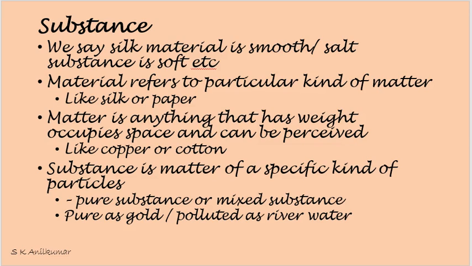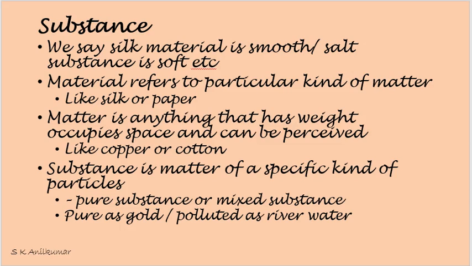We say silk material is smooth. We say salt as a substance is soft. But we cannot use the words material, matter, and substance interchangeably. Though they are all very closely related, we cannot use the words material, substance, and matter interchangeably. Material refers to a particular kind of matter, like silk or paper.